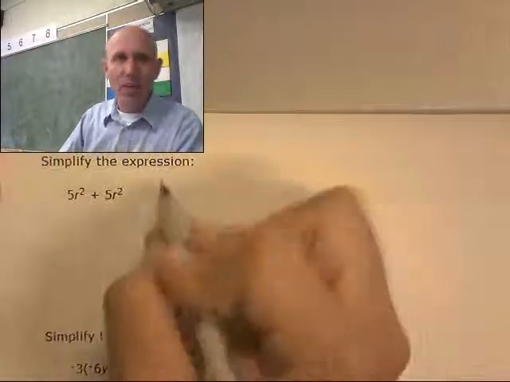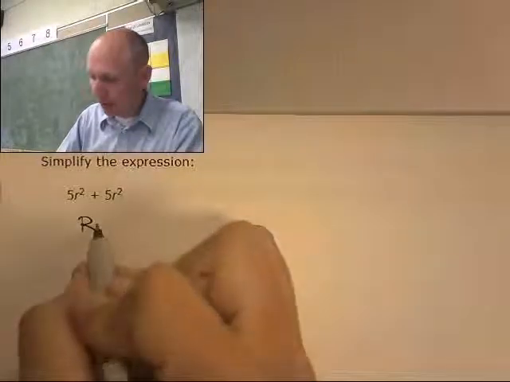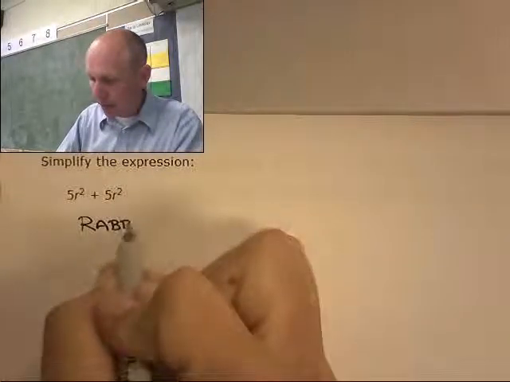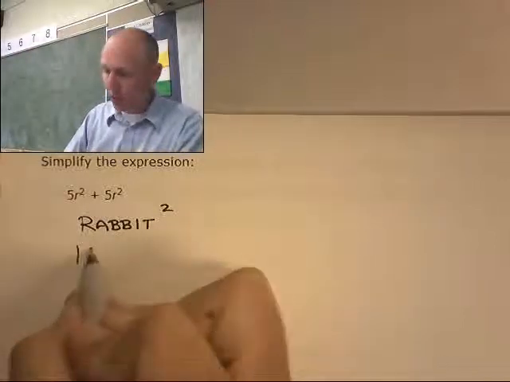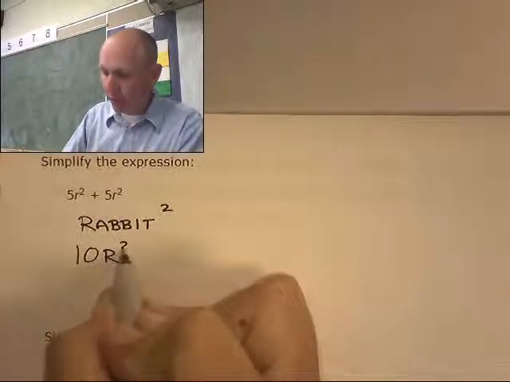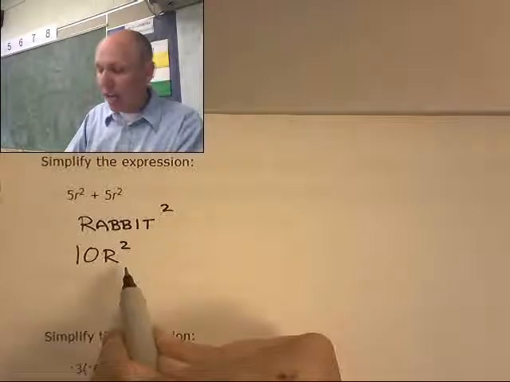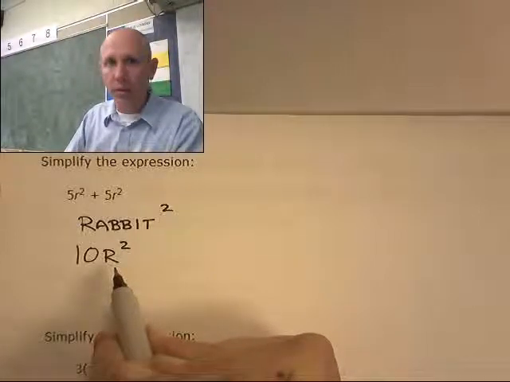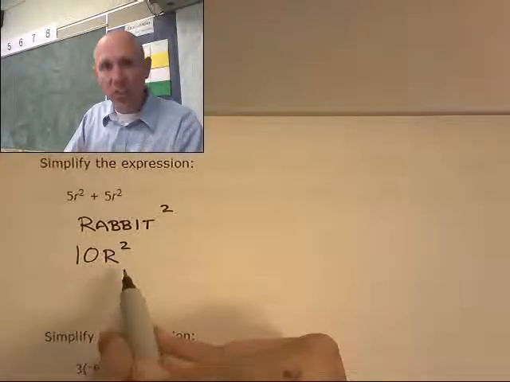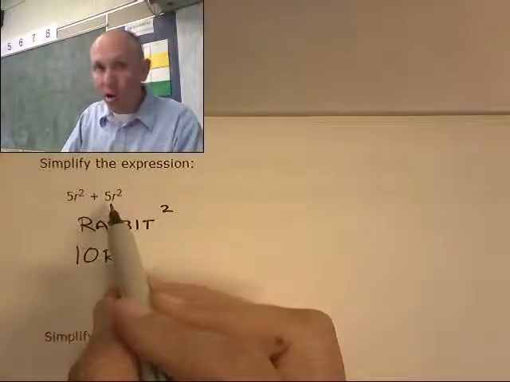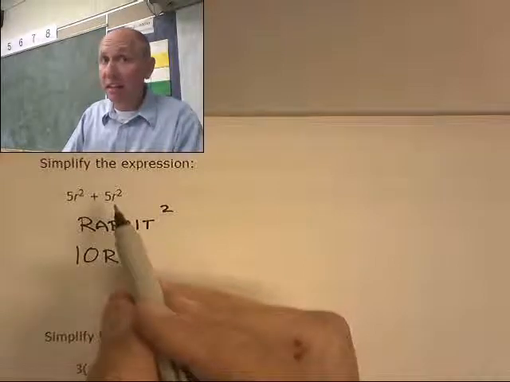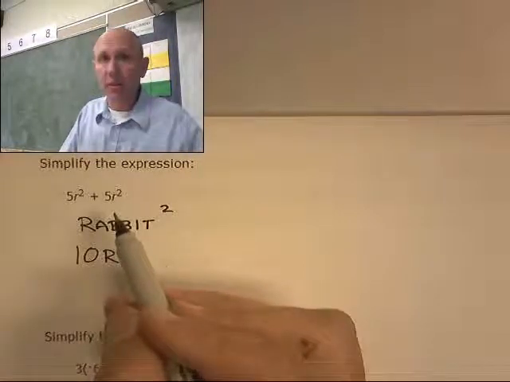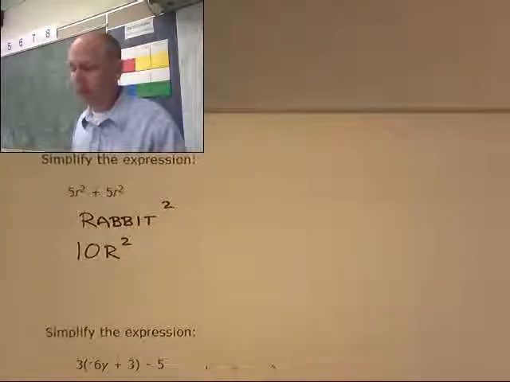Do you guys know what I'm saying? I'm saying rabbit squared. Okay. So this is 10 rabbits squared. It is not 10 r to the 4th. I have 5 r squareds, and I have 5 r squareds. So I have 10 r squareds. It doesn't turn into an r to the 4th.